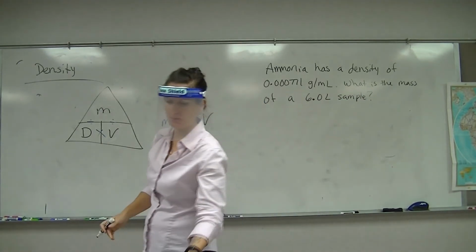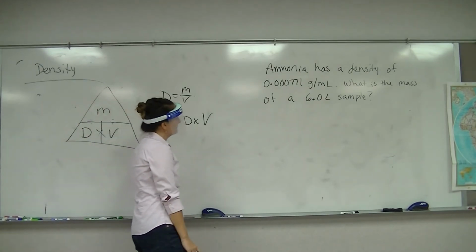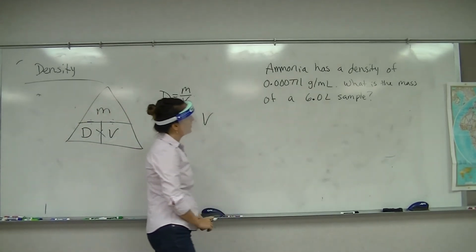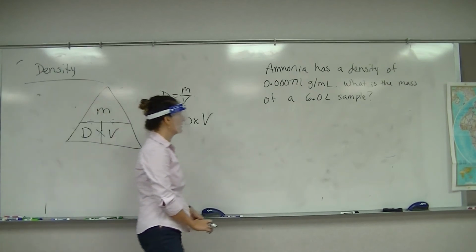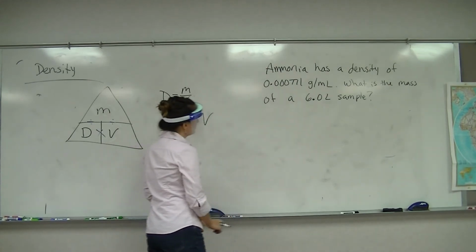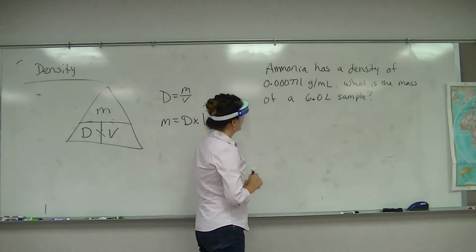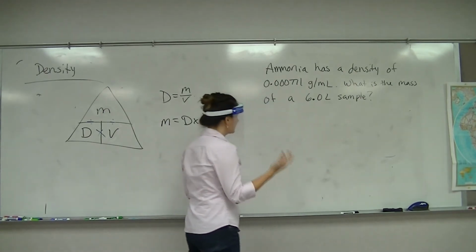All right, so same type of problem, we're still talking about density. In this one, ammonia is the chemical compound we're talking about, and it has a very, very small density. It's 0.000771 grams per mil. We're going to calculate the mass of a 6-liter sample. Let's do the sig figs first again.